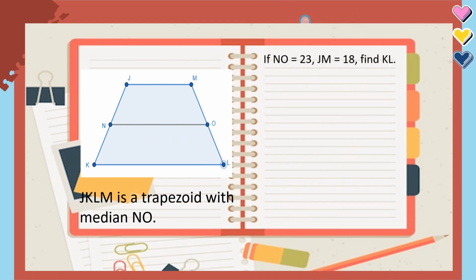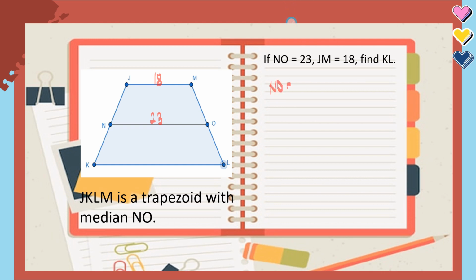How about this one? NO is 23. JM is 18. Find KL. So the given is the measure of one base, that is 18, and the measure of the median, which is 23. Again, we make use of the formula.